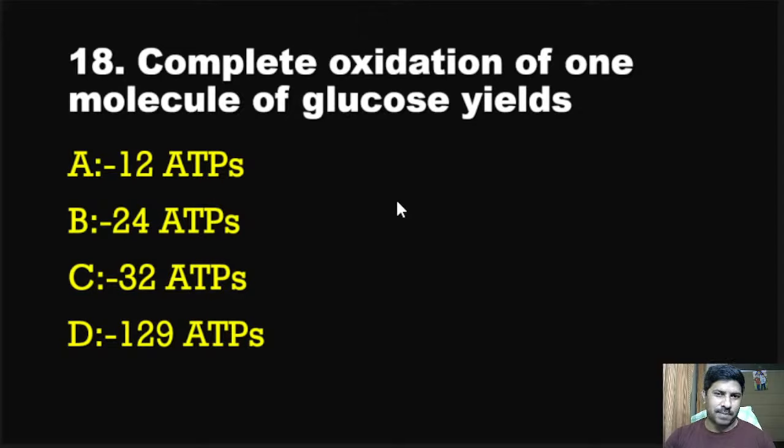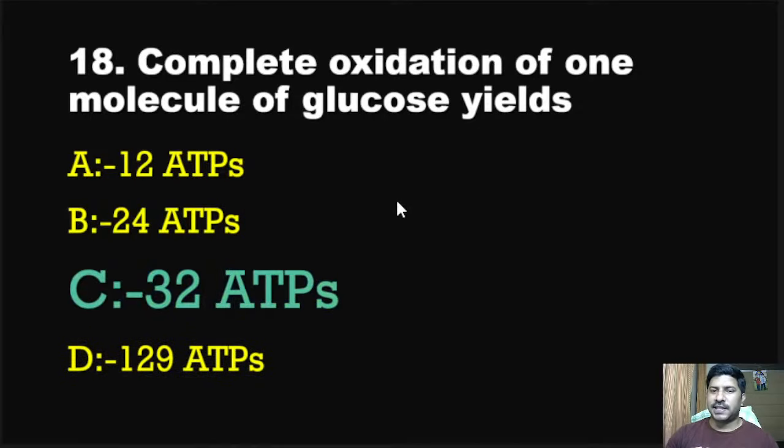Complete oxidation of one molecule of glucose yields? The correct answer is option C, that is 32 ATPs. After glycolysis, complete oxidation will give 32 ATPs.